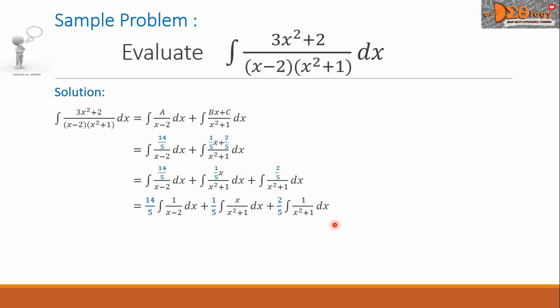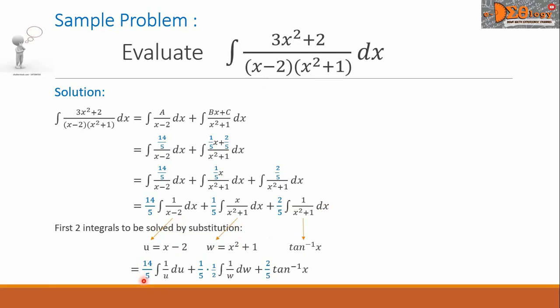Now let us solve for the integrals. Note that the first two integrals can be solved by substitution. It means we can let u be the x minus 2, and we let w be the x squared plus 1. Note also, the third integral is a special formula that will give us the tangent inverse of x. So the next step will be 14 over 5, the integral of 1 over u du, plus the second integral will be 1 over 5 times 1/2 times the integral of 1 over w dw, plus the constant 2 over 5 times the tangent inverse of x.